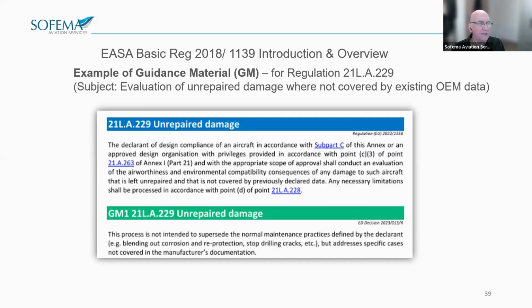So that's clarified in the GM for the same regulation. And it says here, the process is not intended to supersede the normal maintenance practices defined by the declarant, such as carrying out actions to repair the structural damage, but it addresses specific cases not covered in the manufacturer's documentation. So in the blue there, 21.A.129 is the statement of the requirement, the actual regulation. The GM there in the green is a clarification about what it's intended to do. So this is the purpose of guidance material.